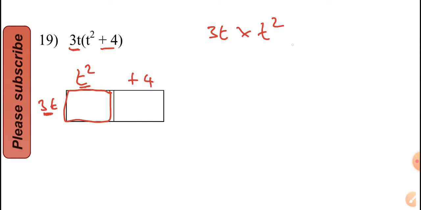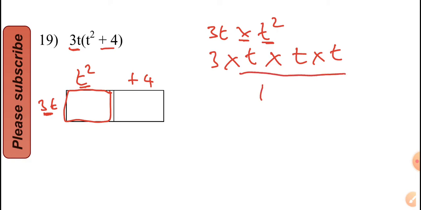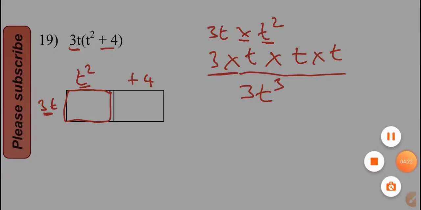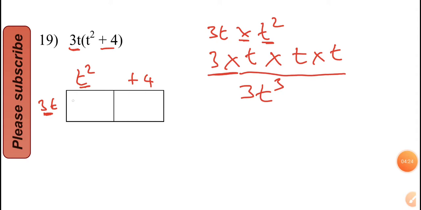So what does this mean? This means if I write it out longer, the 3t means 3 times t, and then this time I'm going to copy it down here. What does t squared mean? T squared means t times t. So what I'm left with now is, if you look here, t times t times t is just t cubed, and then I've got 3 times here, so I can just write it as 3t cubed. So I can write 3t cubed here.